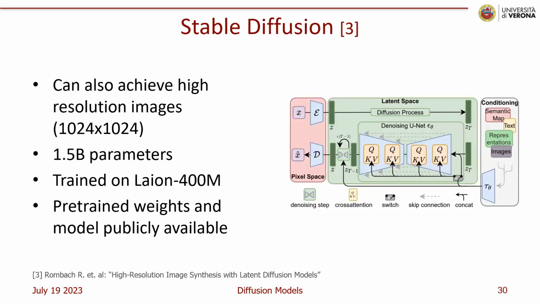Another model I wanted to introduce, and it's probably the one that you're most likely to work with, is Stable Diffusion, which is another conditioned diffusion model. As you can see, there's the conditioning right here, which is not just text, it can be anything you want. It can also generate images at high resolution, and it's a bit lighter. It has half the parameters of Imagen, and it's also trained on LAION-400M.